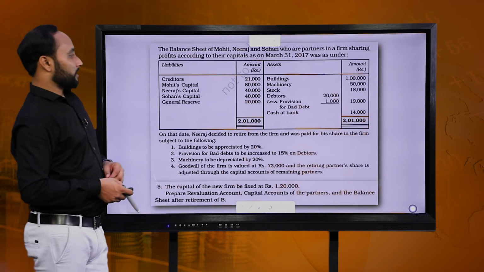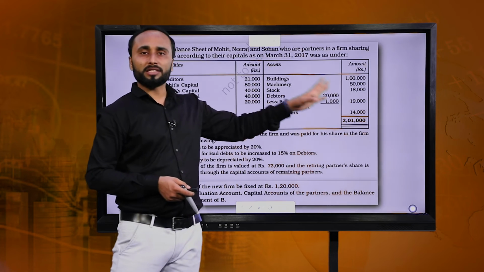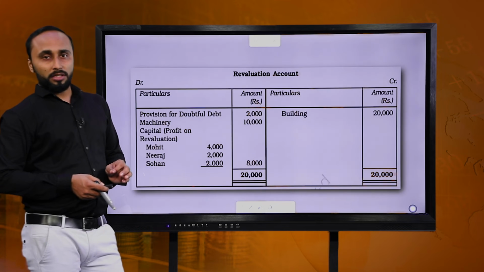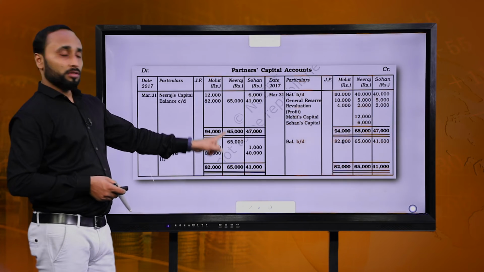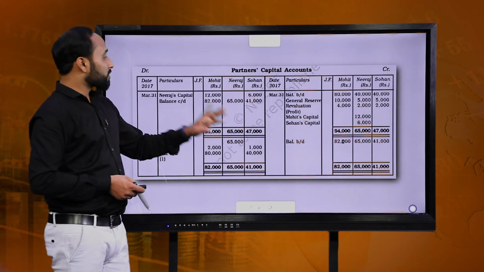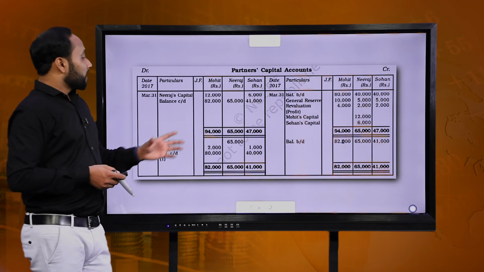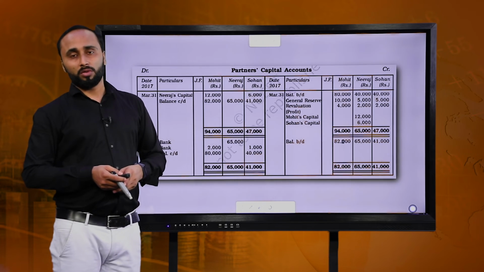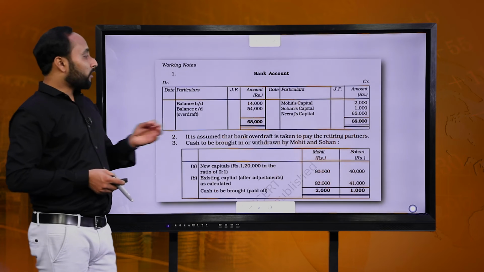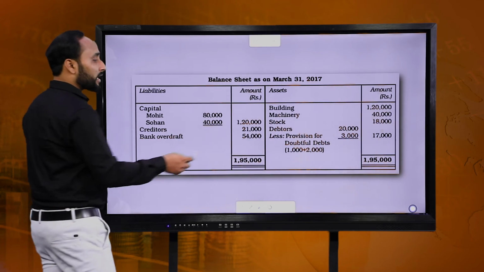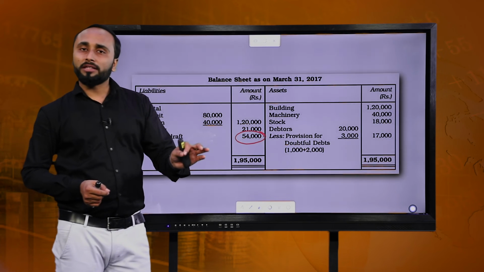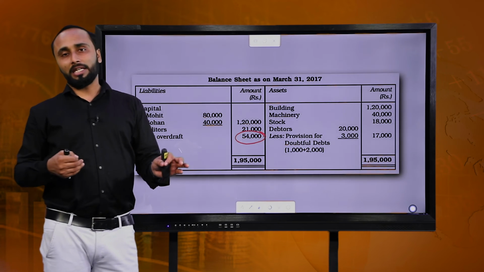If you look at the question, in the question we had 14,000 as cash in the bank. Out of this, 65,000 was paid to Neeraj. 2,000 was withdrawn by Mohit. 1,000 was withdrawn by Sohan. So basically, a total of 68,000 was withdrawn from the bank, whereas there was only 14,000. So what does that result in? That results in an overdraft. There was a balance of 14,000 and we took away 68,000.